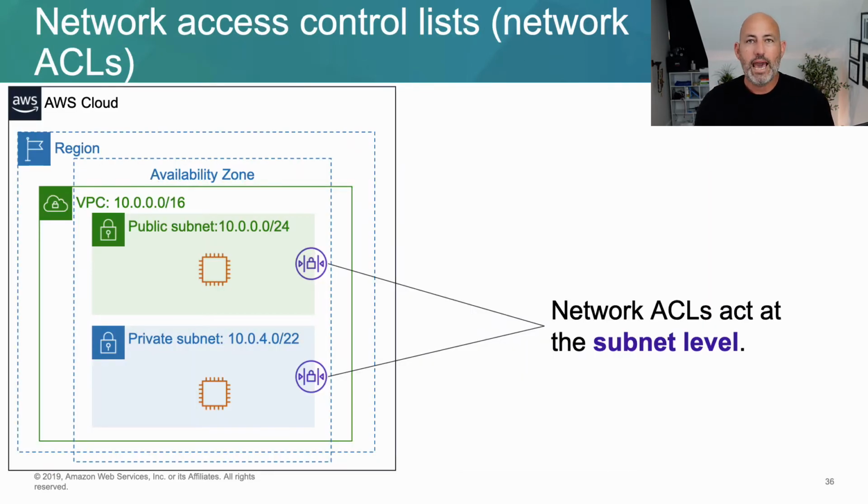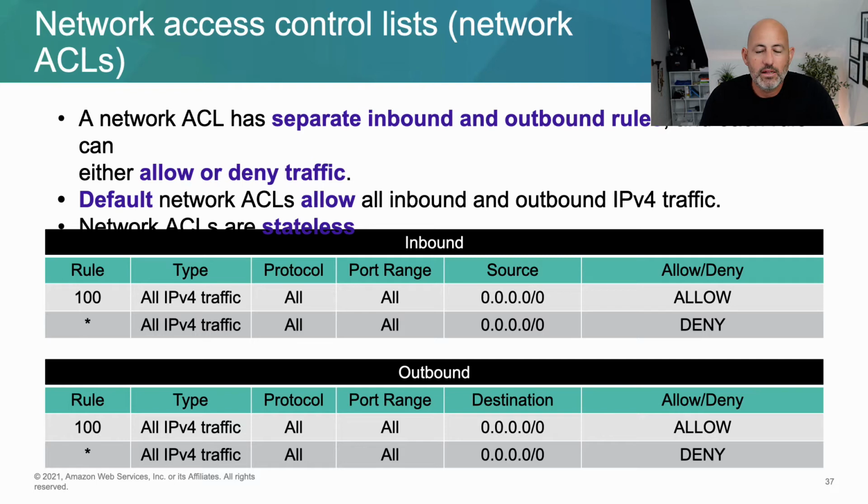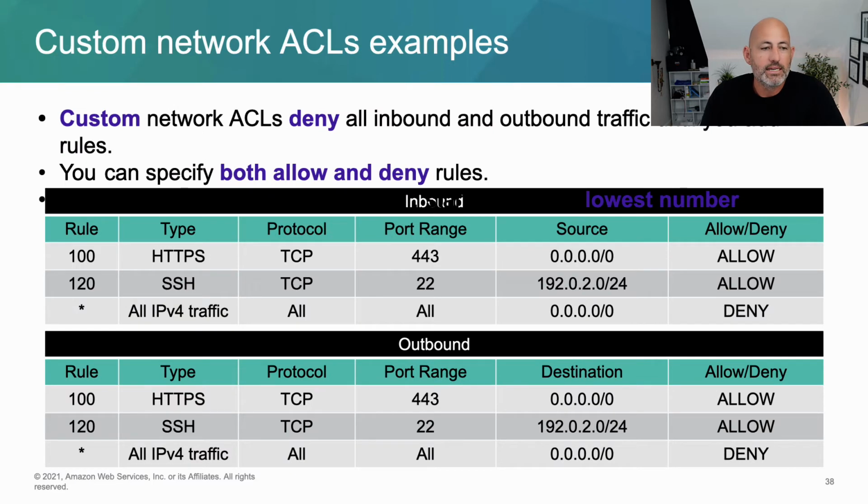A network access control list, or ACL, is an optional layer of security for your VPC, and it acts as a firewall for controlling traffic in and out of the subnets. You can use this as well to control the security of your system. A network ACL has separate inbound and outbound rules, and each rule can allow or deny traffic. They're stateless, which means no information about the request is maintained after the request is processed. You can also create custom network ACLs that do things like deny all inbound or outbound. These are also very powerful tools that you can use to secure your network.